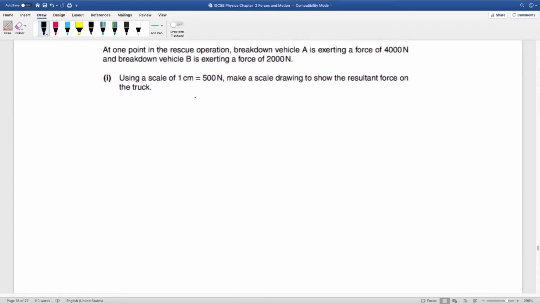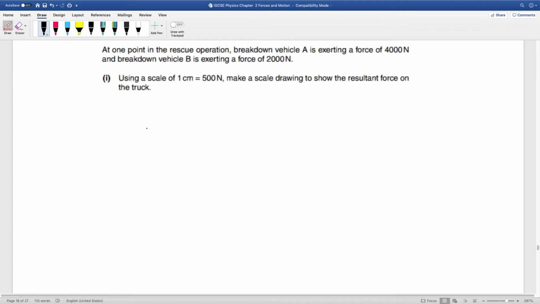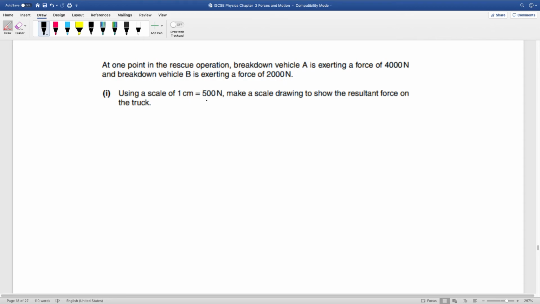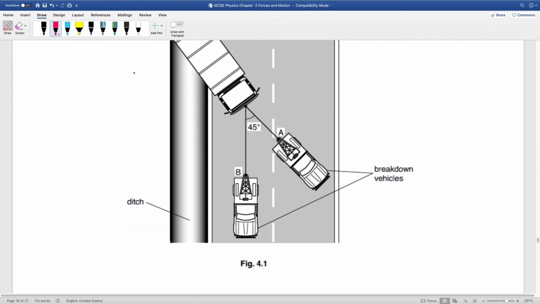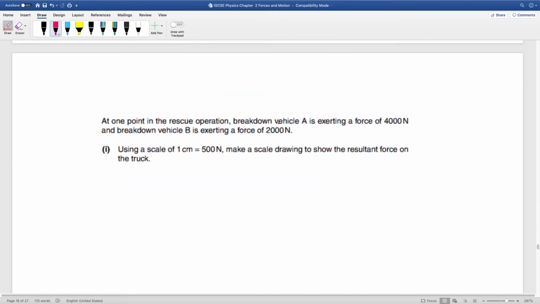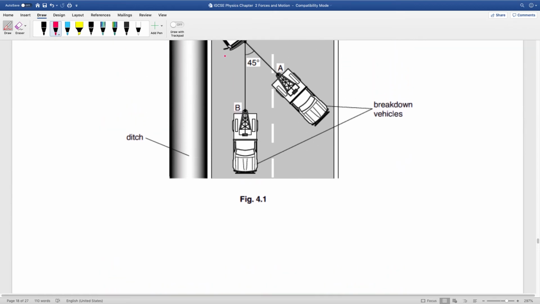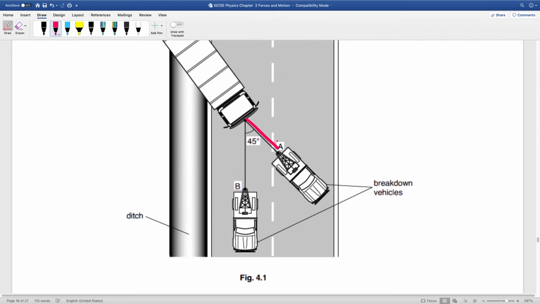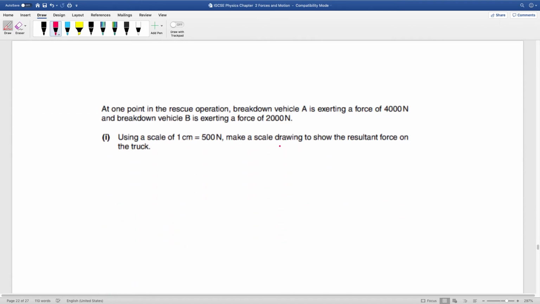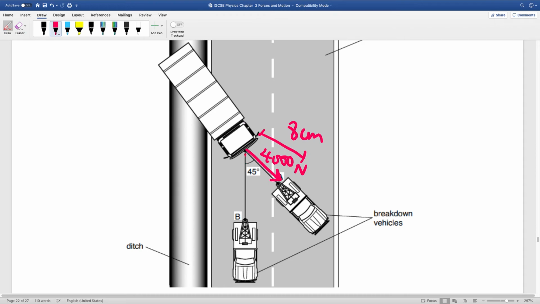You use a protractor and a ruler with you. Now 1 cm is 500 Newton. The force here, the vehicle A gives the force 4,000 Newton. That means you should draw it here, okay? 8 cm. And then the truck gives the force 2,000 Newton. That means here should be 4 cm.